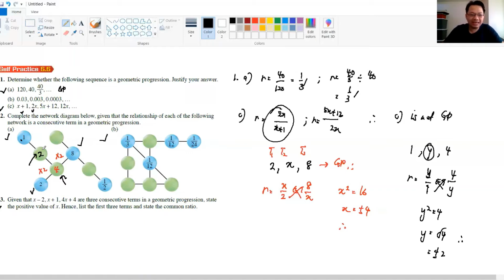Okay. So what do we call that? This is what we call the pattern, right? The pattern, the sequence of this diagram. All right. So I leave this one, and this one for you to try.